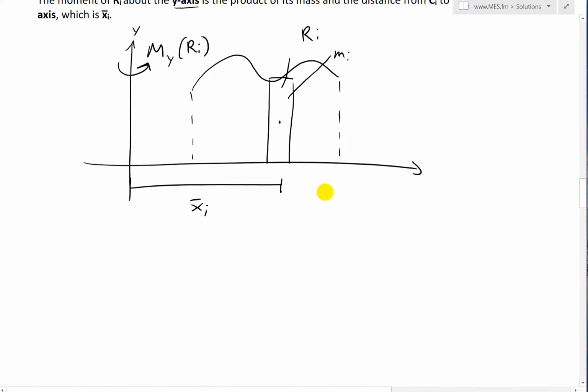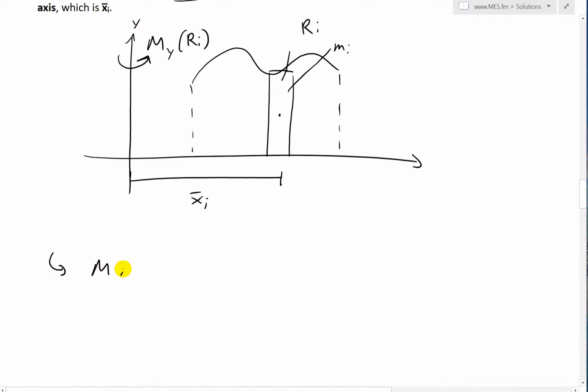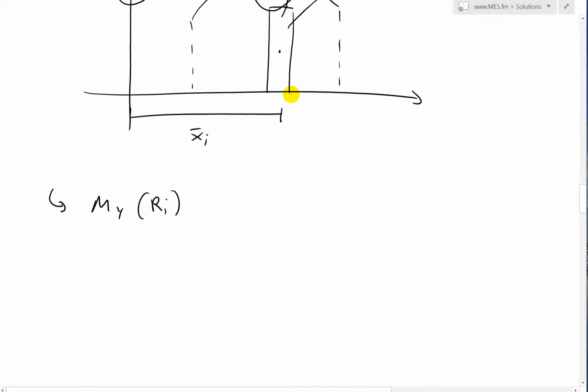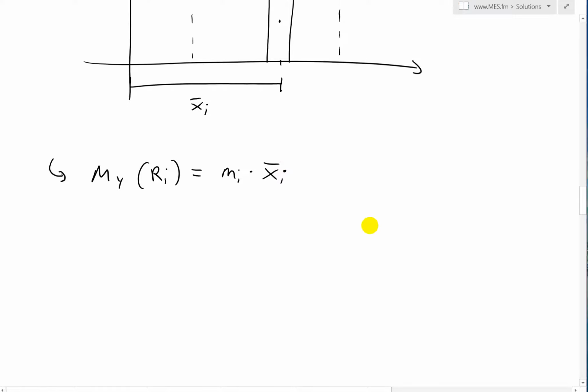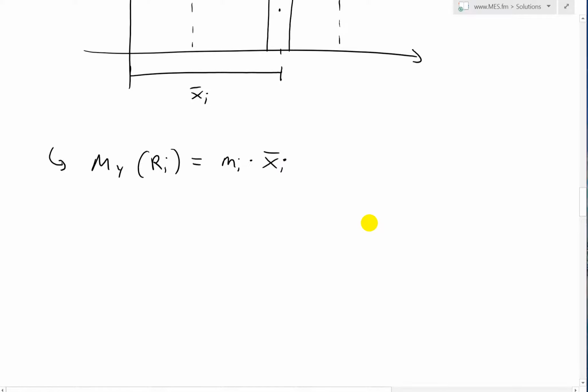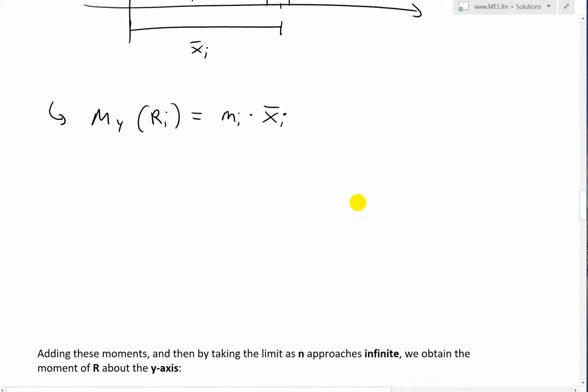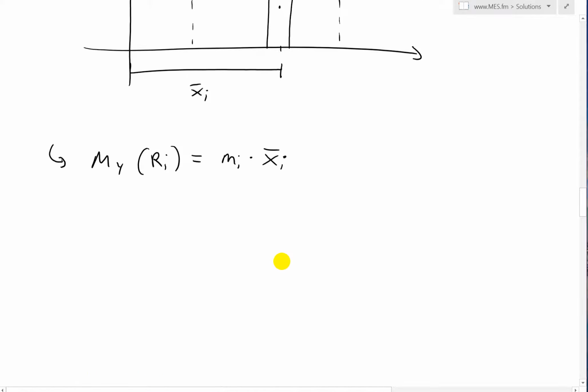xi, like that. So thus we have, for this one region, we'll call this as a function of whichever region you're dealing with. So again, this is at this point here. This equals mass mi times the distance xi, the center, or centroid of that. And then again, that's by definition. So now we could just plug these in.